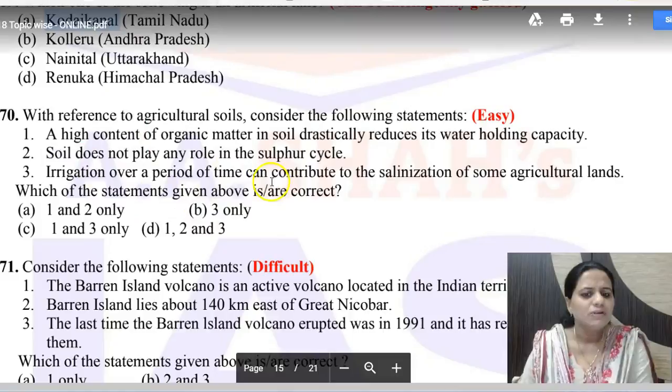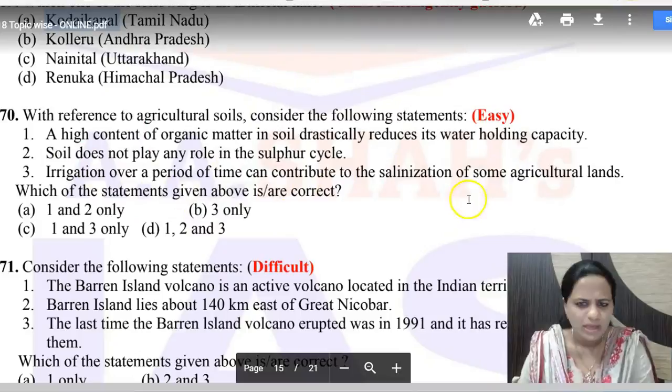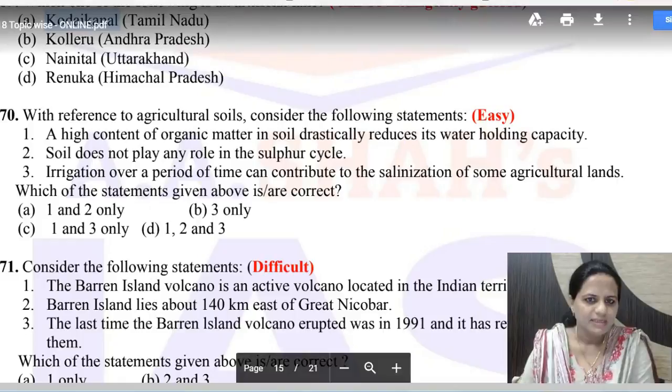Irrigation over a period of time can contribute to salinization of some agricultural lands. It's also something which surely you'll be knowing about. So the correct answer for 70 is B.